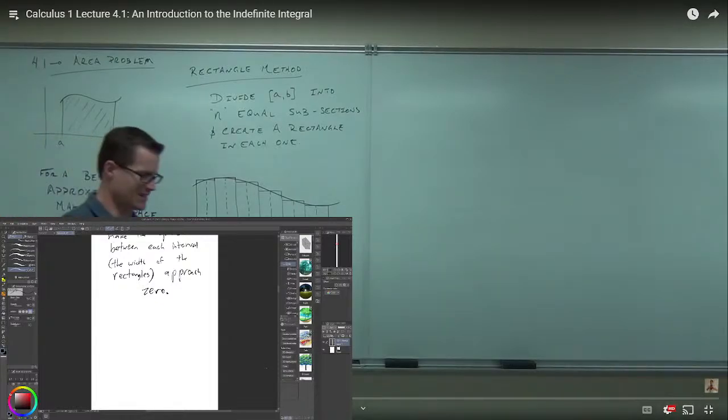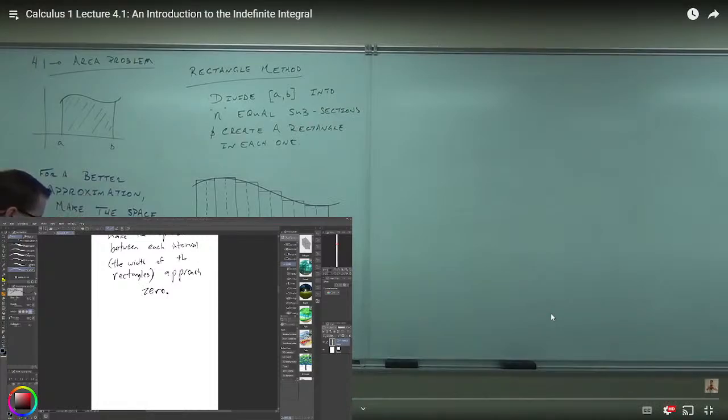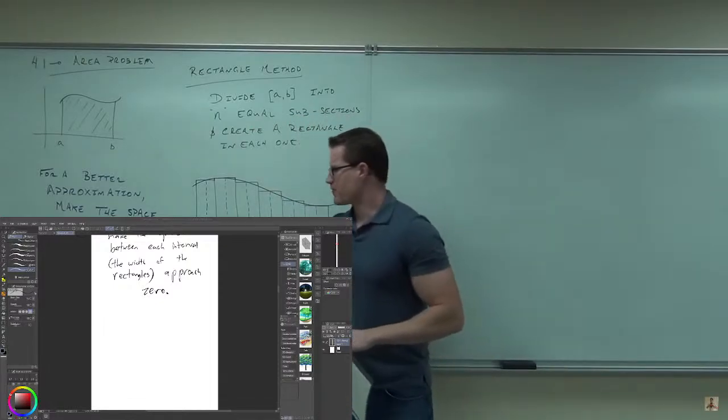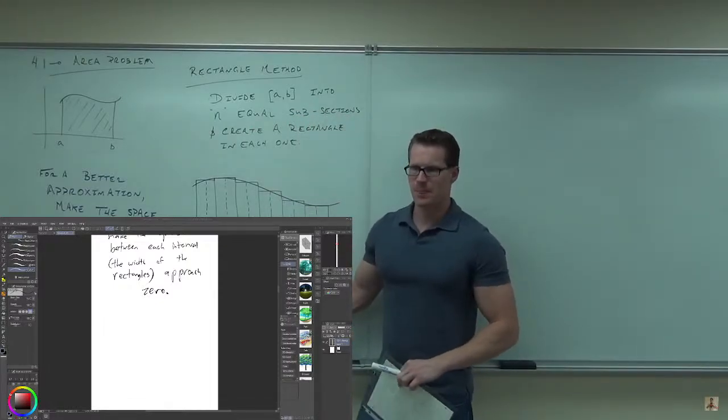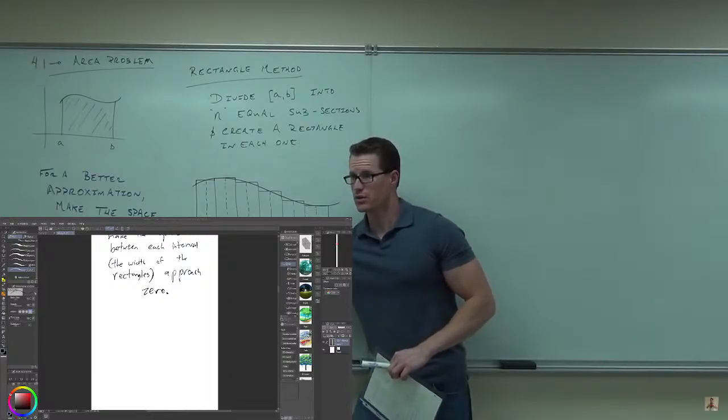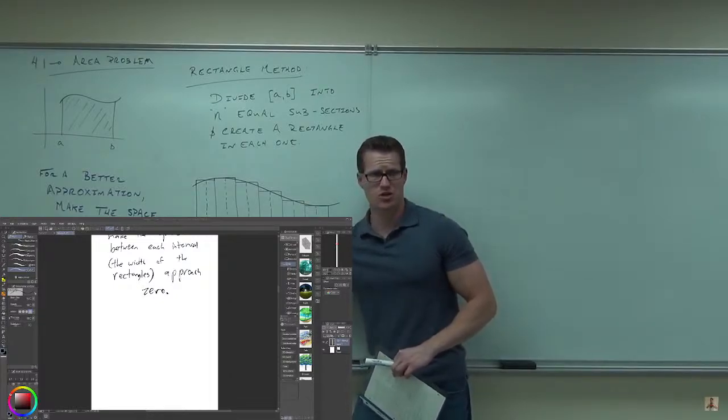Again, the idea is, well, think about it. Approach 0. And again, the idea is, well, think about it. If you have a finite distance, a to b, and you let the distance of each subinterval go to 0, how many rectangles are you going to have?